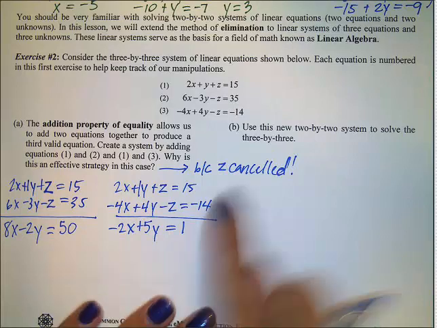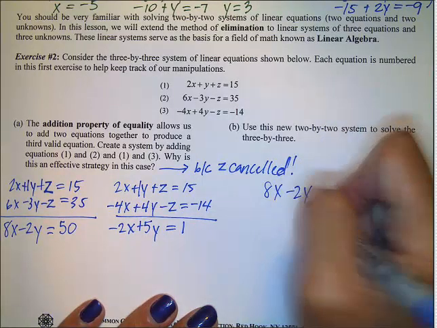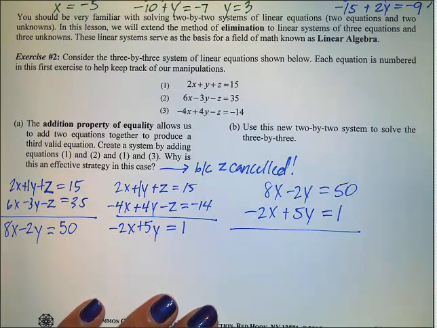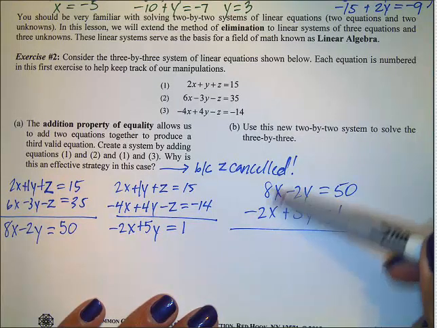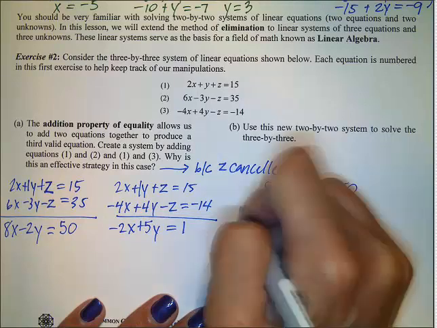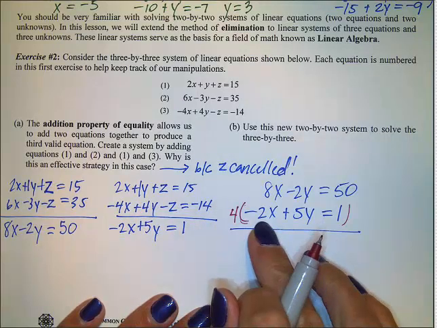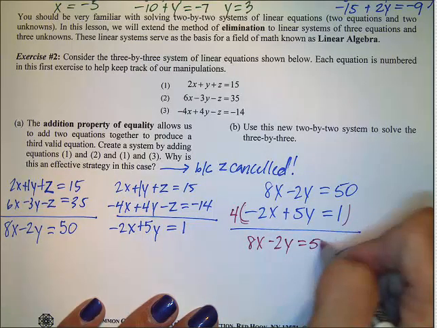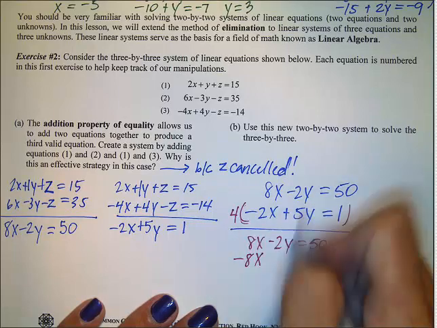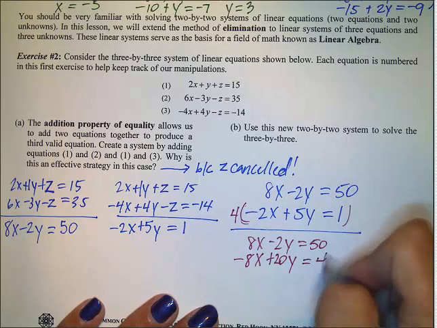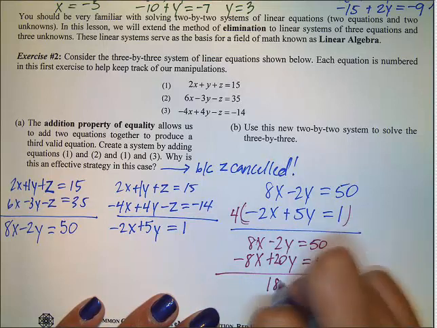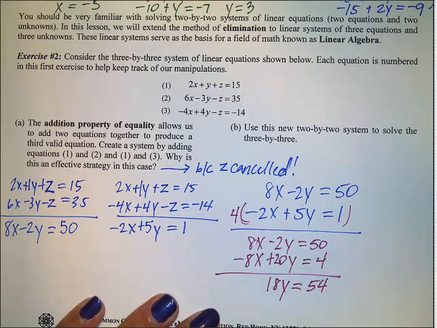So use the new 2x2 to solve. So we have 8x minus 2y equals 50, -2x plus 5y equals 1. So what am I going to do? Well, I noticed these are already opposites. So if I multiply this one by 4, 4 times -2x is -8x. When I add them, they'll be gone. So I have 8x minus 2y equals 50. And now I have -8x plus 20y equals 4. The x's cancel. So -2y and 20y give me 18y equals 54. Divide by 18, so y equals 3.